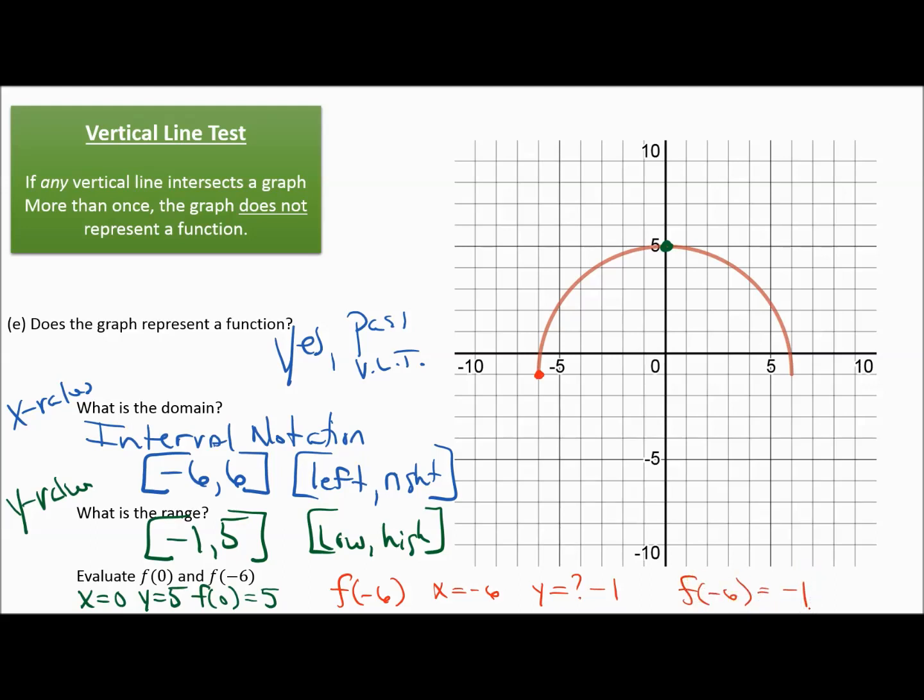Now, we're going to practice that a lot. A lot of people have trouble with domain and range and interval notation and writing these function values. So we're going to practice this with several more graphs until you get the hang of it.